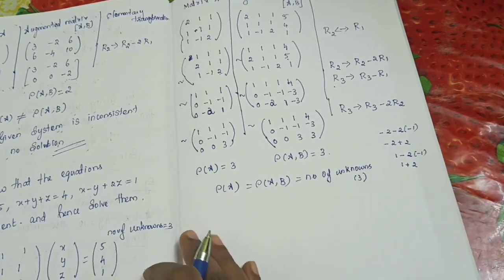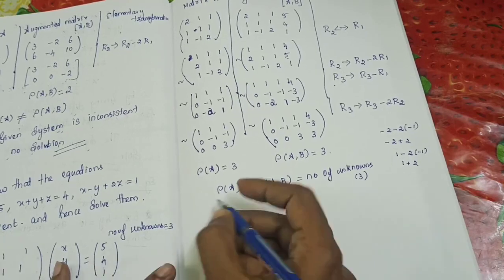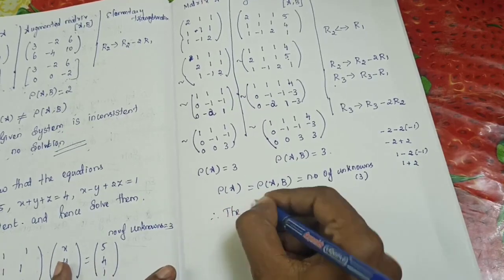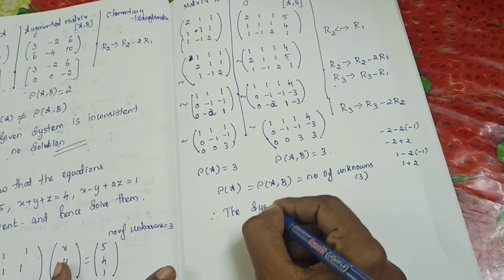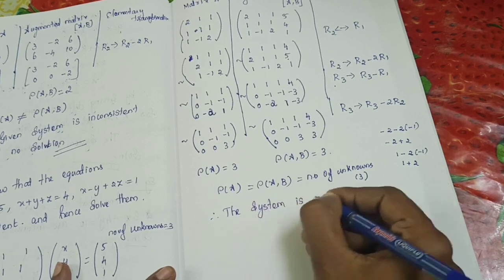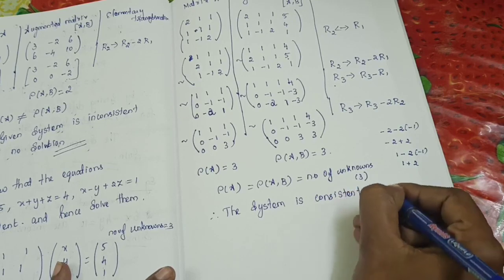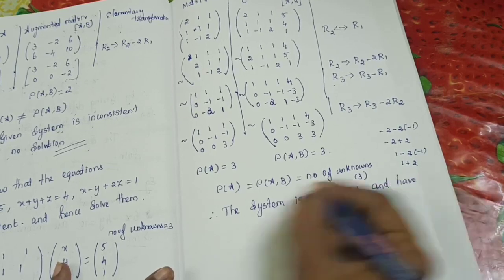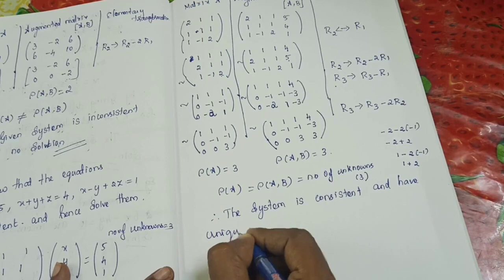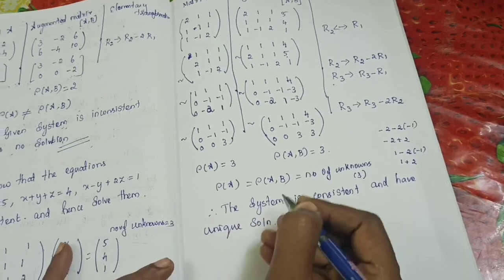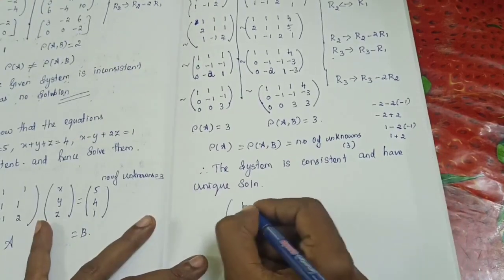Okay. So you know, is it right? Both are also equal to number of unknowns, which means what? The system is consistent. The system is consistent and has a unique solution. Understand? And has a unique solution. Okay. So you are going to try this.